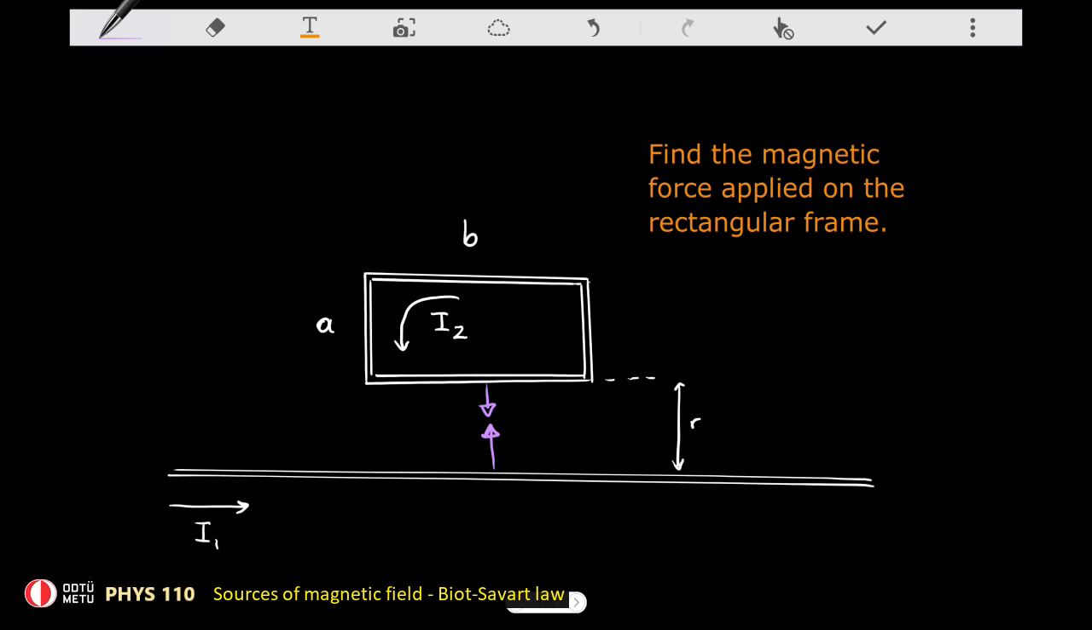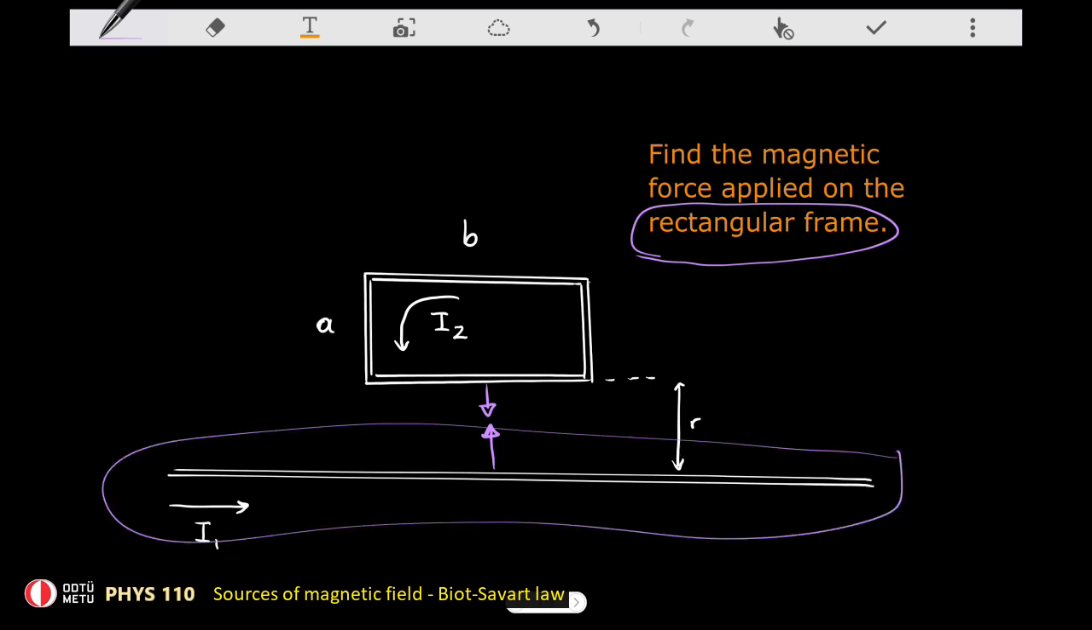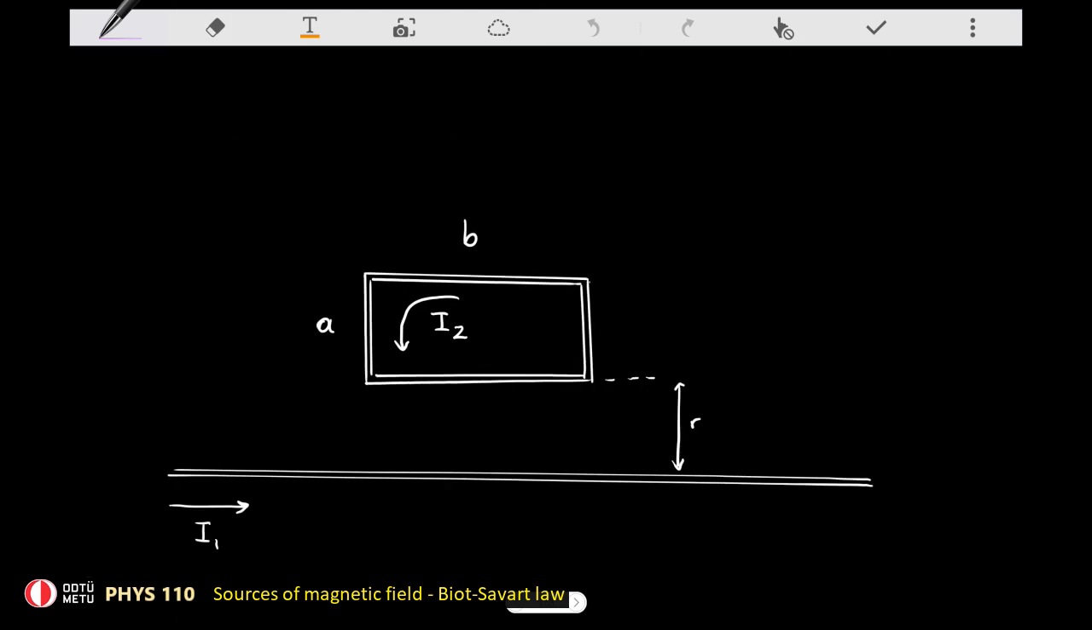And since we would like to solve problems in the simplest possible way, we are going to do it in the first way that I have described. Basically, I'm going to compute the force applied on the rectangular frame. For this, I'm just going to use the magnetic field produced by that infinite wire. And that's the one that I'm going to describe in here. So let's just start with the magnetic field.